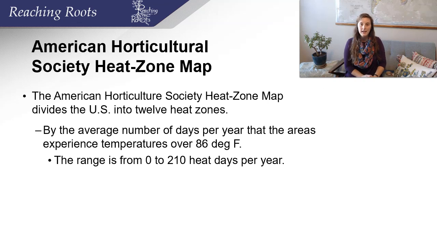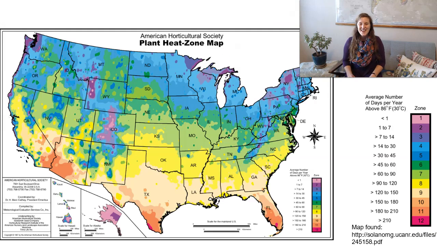Next, let's talk about heat. So certain plants cannot handle the cold, but certain plants can also not handle the heat. And other plants flourish when there's a high temperature. Because of this, the American Horticultural Society developed a zone map mapping how many days per year are over 86 degrees. So on average, how many 86 degree days does a specific region have, and then they map that out. The range in this map that we're about to see is 0, so no days that are over 86, to 210 days that are over 86 degrees. So this is the map.